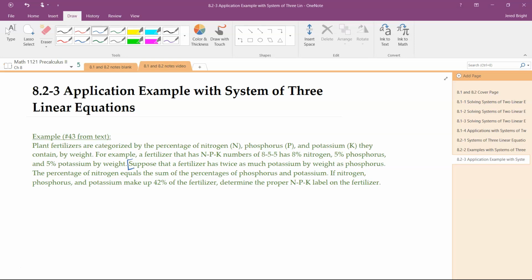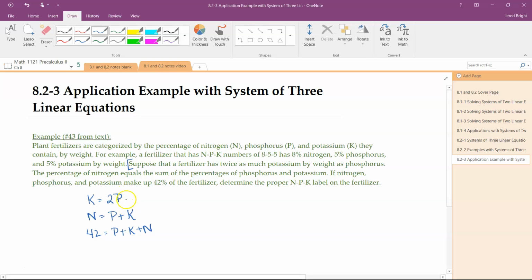So potassium, they're saying, is K, so whatever K is, it is twice as much as phosphorus. And the percentage of nitrogen is equal to the sum of the percentage of phosphorus and potassium. So phosphorus plus potassium. And if nitrogen, potassium, and phosphorus make up 42%, so all together, if we add phosphorus, potassium, and nitrogen, that should be 42%. We want to determine the proper NPK label on the fertilizer.